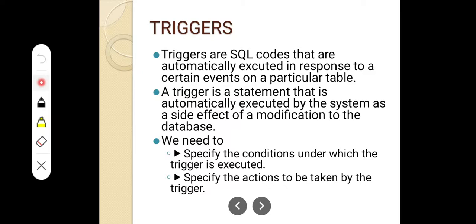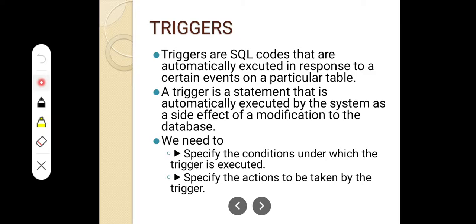So that is what is called triggers are SQL codes that are automatically executed. This is automatically executed because we have already coded those things. Okay, automatically executed in response to certain events. Events can be when we insert. Event must be an insert operation or an update operation or a delete operation. Okay, certain events on a particular table. Clear? So trigger is a statement that is automatically executed by the system as a side effect of a modification to the database. So when we do a modification, or insert something, this works as a side effect of it.